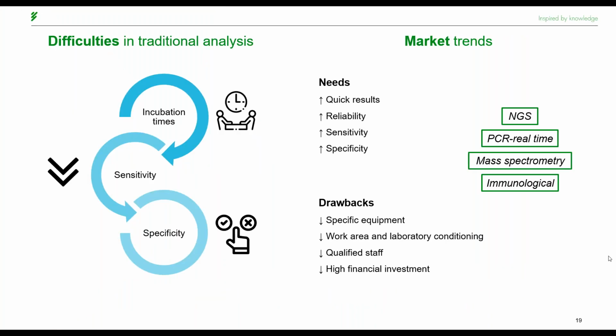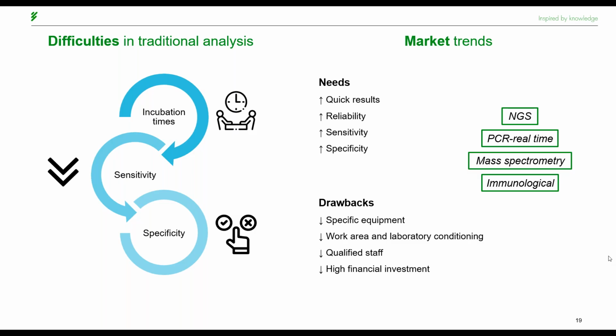We know that traditional methods involve a lot of time and a lot of effort, and that is why the market demands techniques that meet this need of results in a short period of time, but using reliable methods, of course, with a high performance and also a high sensitivity and specificity to avoid any false positives.